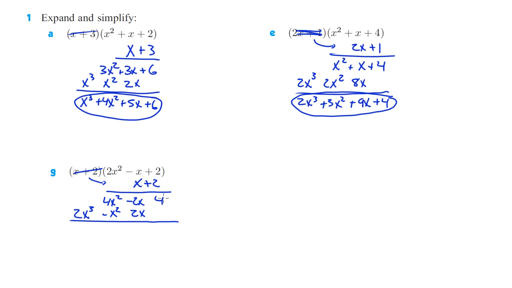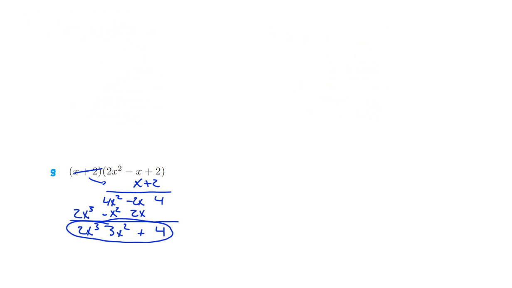Okay. Now, again, they should all be lined up nicely, so we add 4 and 0, and you get 4. Negative 2x and 2x ends up giving us 0. So we do 4x squared minus x squared, which gives us 3x squared, and then we have a 2x cubed. Okay, so we just end up with 2x cubed plus 3x squared plus 4. All right.